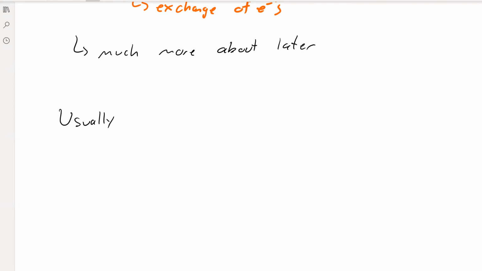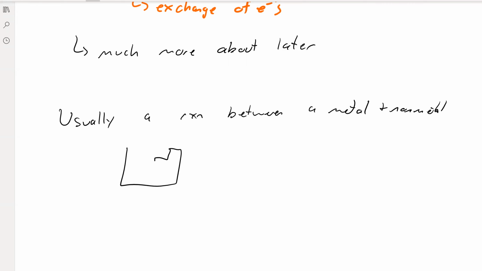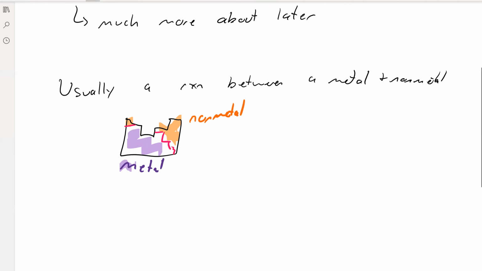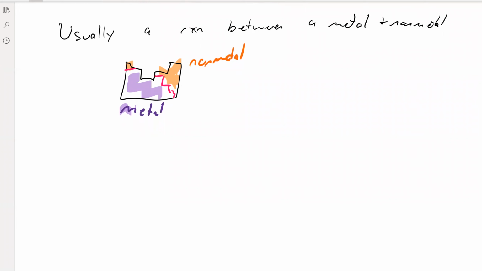The first is usually a reaction between a metal and a non-metal. Remember your periodic table here, with the staircase going through. Everything down here is a metal, and everything up here is a non-metal. When they react with one another, they're going to undergo a redox reaction.